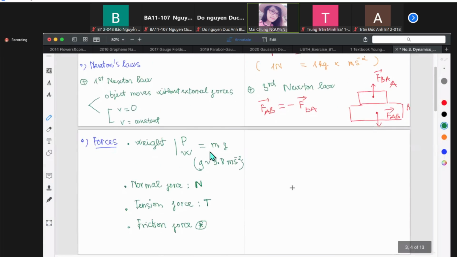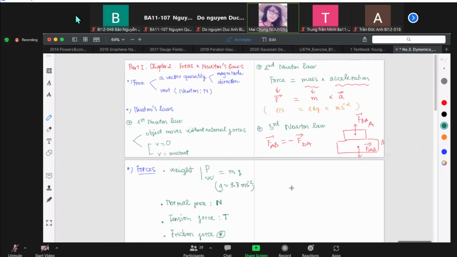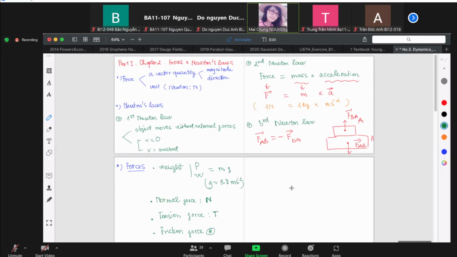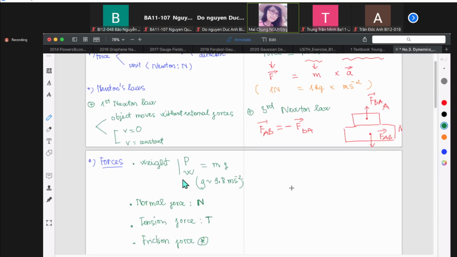Hi guys, do you understand? Do you have any question for this list here? We consider three main things. The first one, we talk about the definition of force. The second one, we remind you of Newton's laws, the first, second, and third law. And the last, we list all the forces in the lecture. At least you need to consider some kinds of forces here to do exercises.